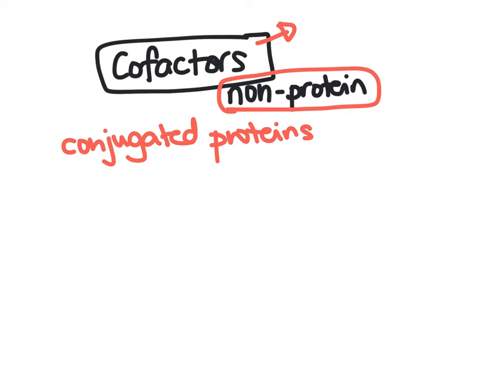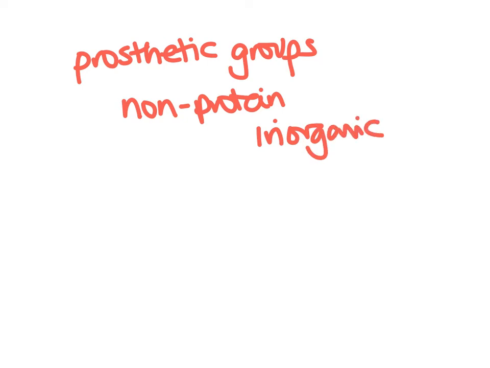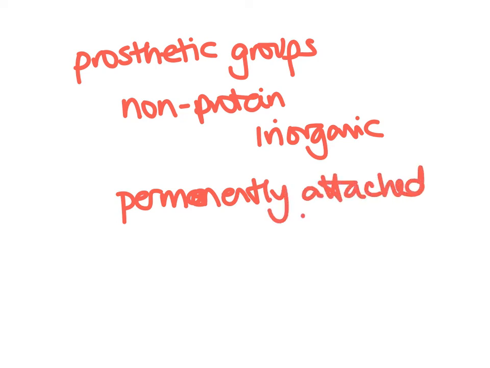Okay, so there are two types of cofactor. The first ones are called prosthetic groups. This is a special type of cofactor. So heme, for example, is present as a prosthetic group in catalase. As we know, that's what prosthetic means, a non-protein group. In this case, it's inorganic, which means it doesn't contain carbon, and prosthetic groups are permanently attached to the enzyme.